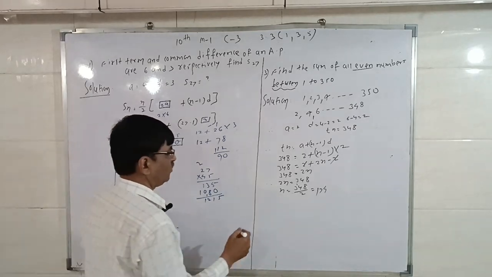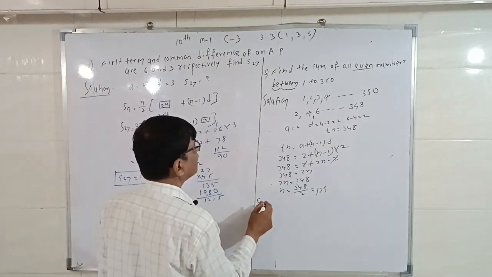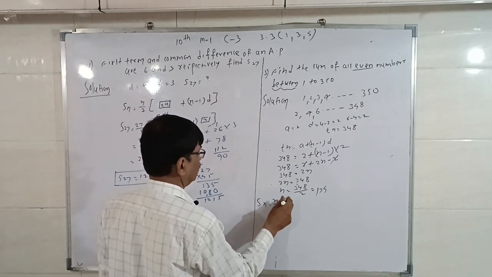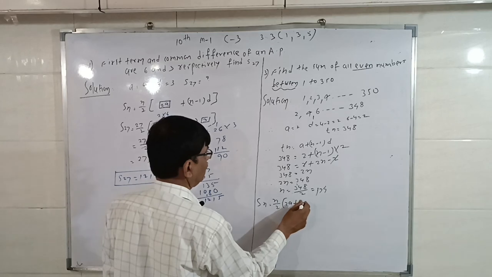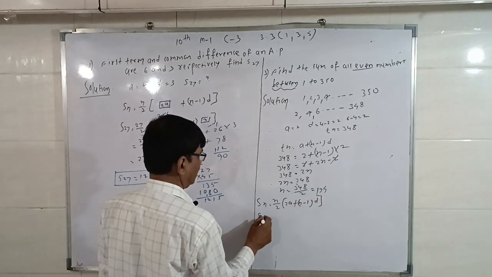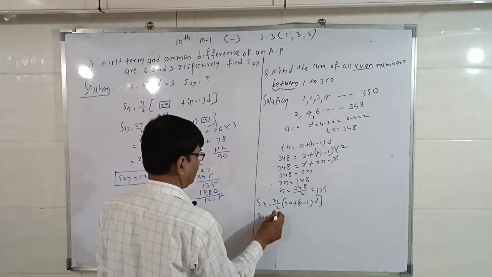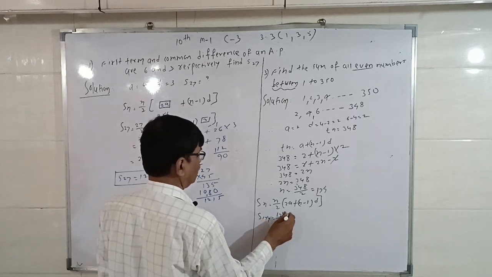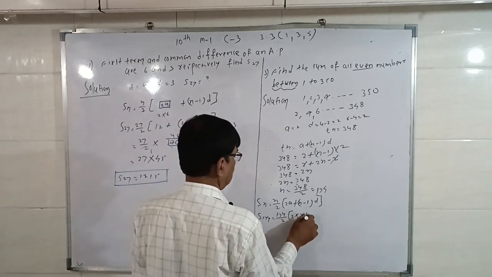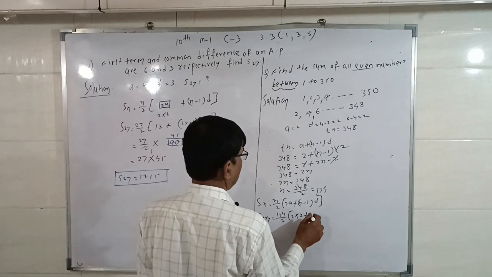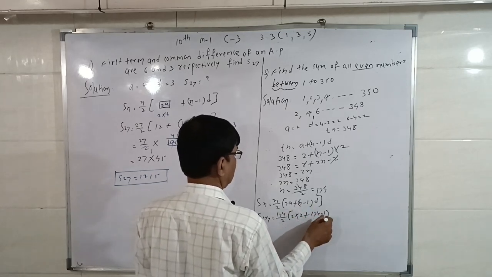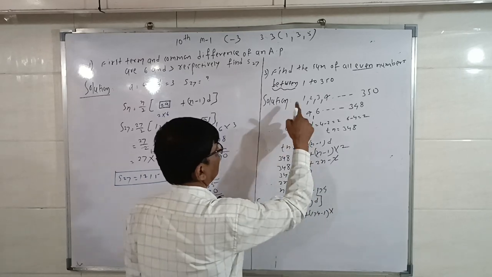174. Therefore, yes, Sn, you know the Sn formula is Sn is equal to n upon 2 into (2a plus n minus 1 d). Bolo, n kitna? 174. 174 upon 2. 2a, a kitna hai? 2. Bolo, n kitna hai? Ye n bhi abhi nahi kara hai. 174 minus 1. d kitna hai? d is 2.